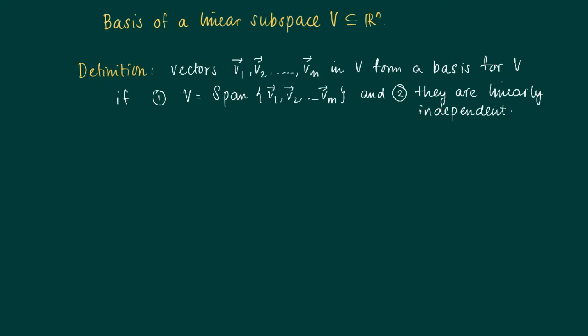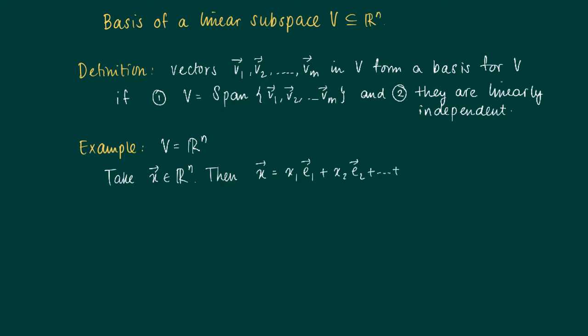So for example, let's say we take one of the most trivial linear subspaces of Rn. We take Rn itself. And we pick some vector x in Rn. Then we know, we've seen already, that x allows for an easy expression in terms of the natural vectors ei, so x equals the sum of xi ei for i from 1 to n.